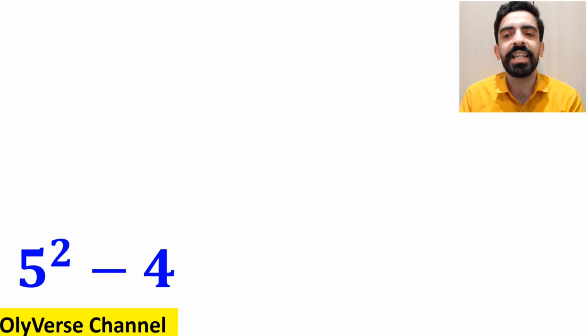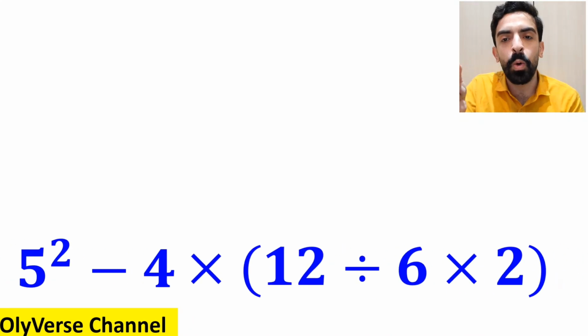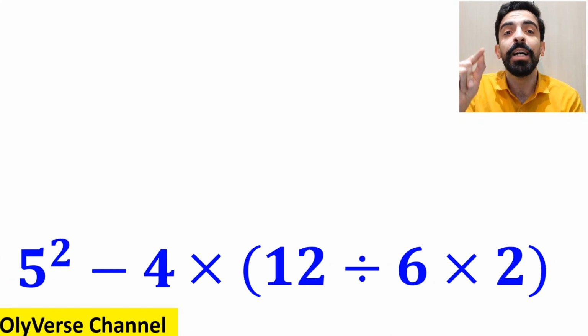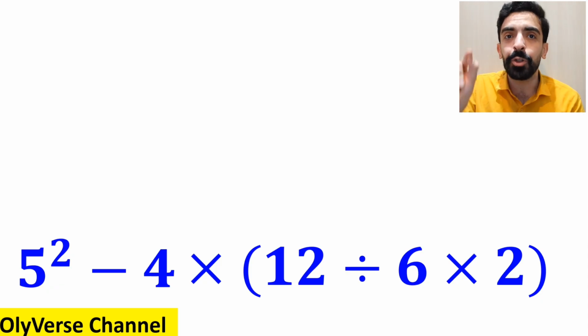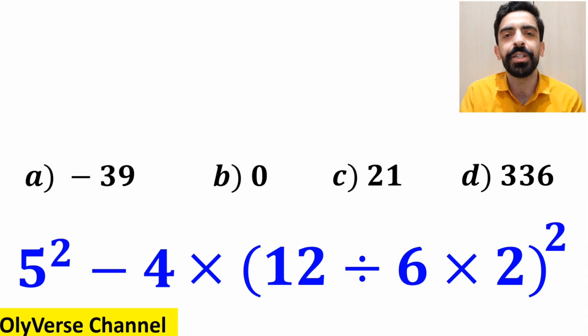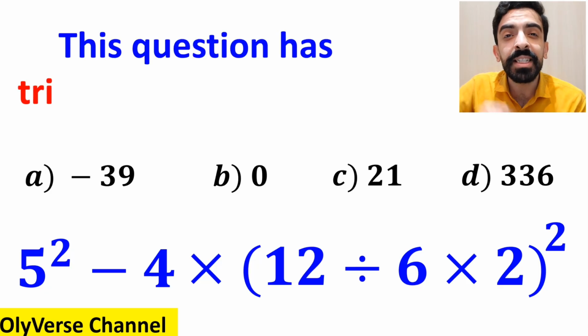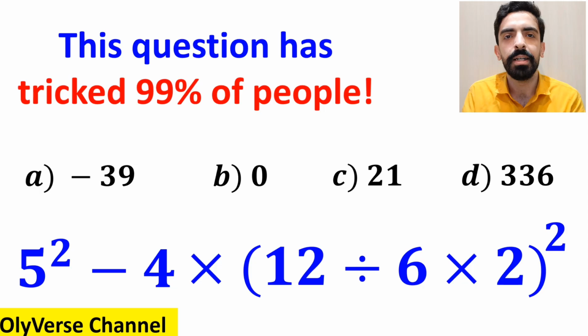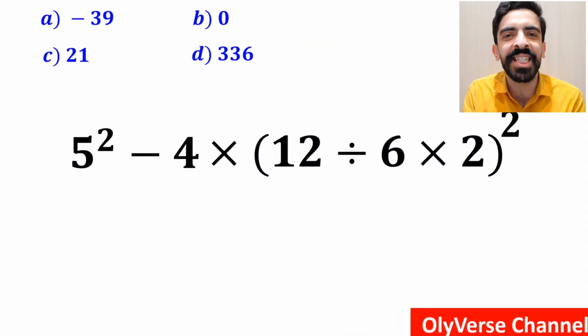What is the value of the expression 5 squared minus 4 times (12 divided by 6 times 2) all squared? Which option do you think is the correct answer to this question? This expression has tricked 99% of people. Let's go step by step and solve it together.